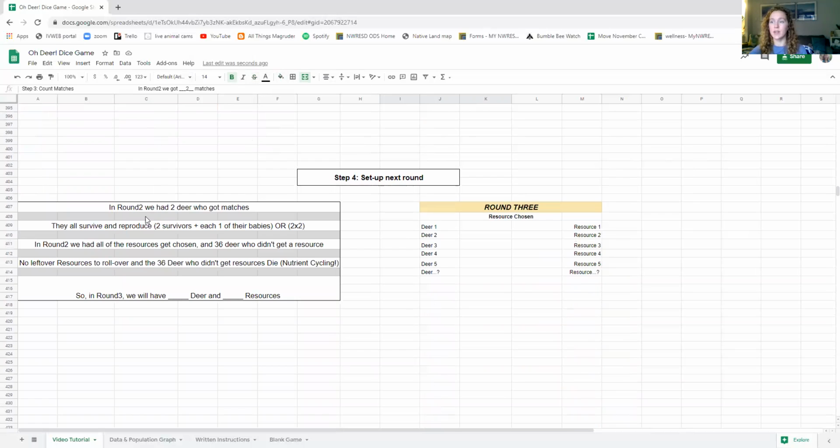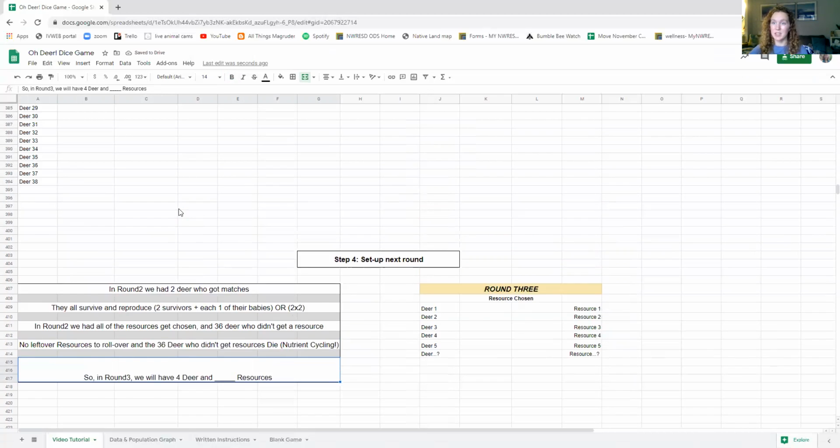So we're going to set up the next round. In round 2, we had those 2 deer who got their matches. So they're surviving, they're reproducing. That means each of them is having a baby. So 2 times 2. That means we will have 4 deer in round 3.